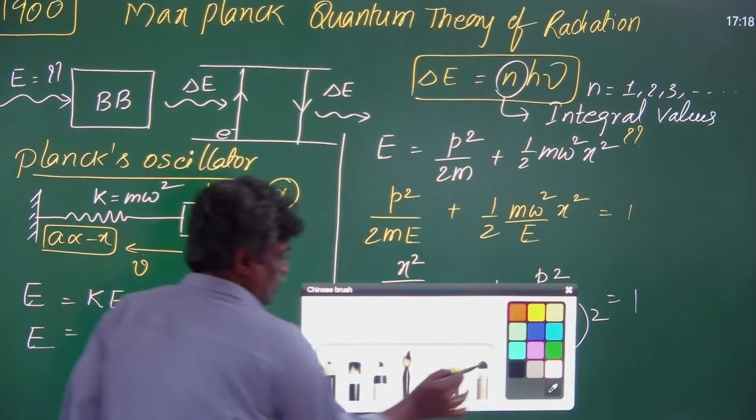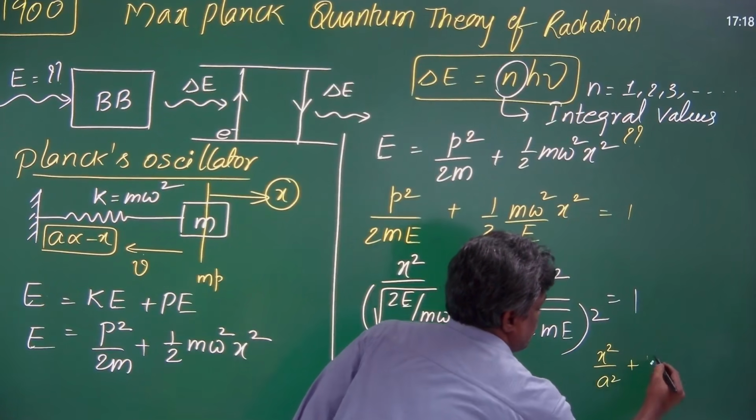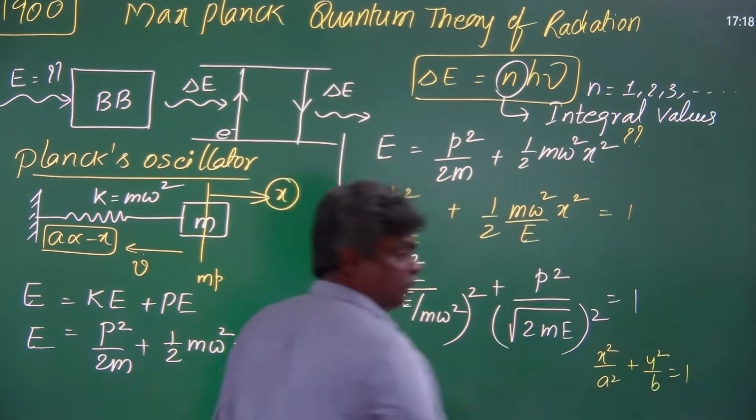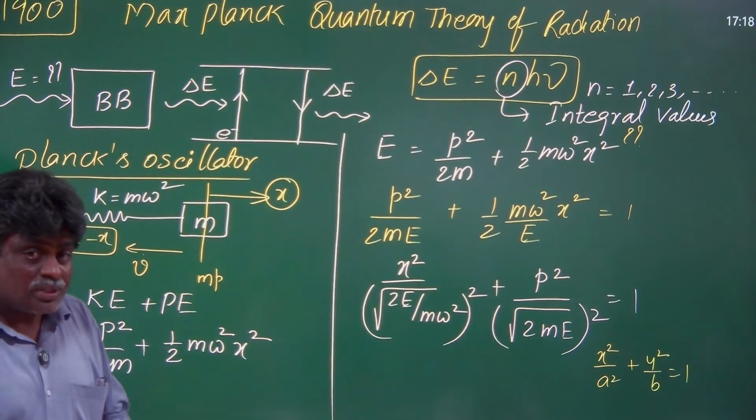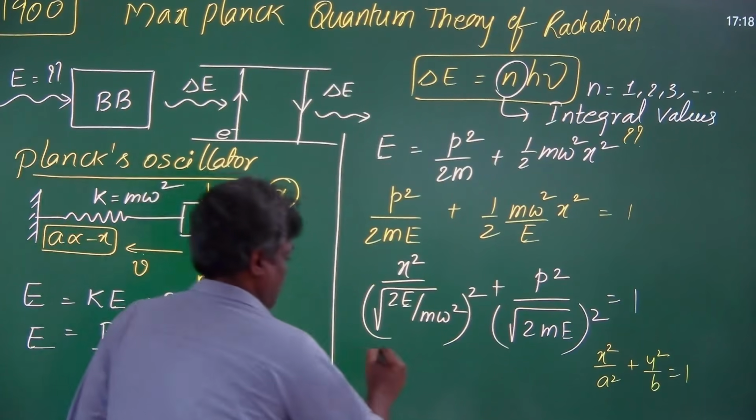So you got x square by a square plus y square by b square equal to 1. So this represents the equation of an ellipse.